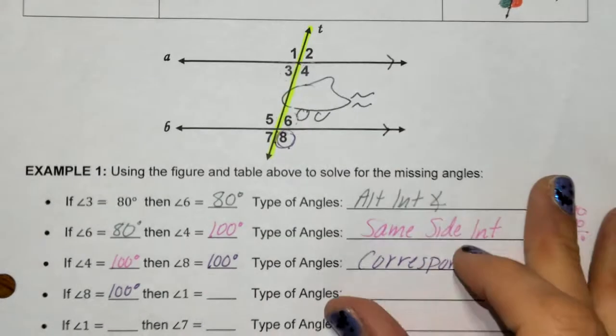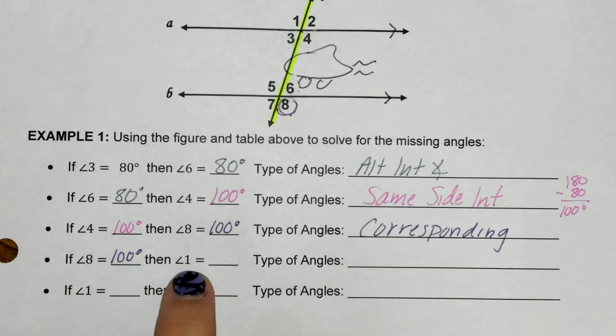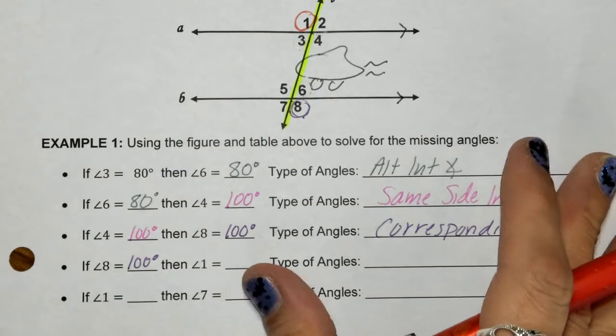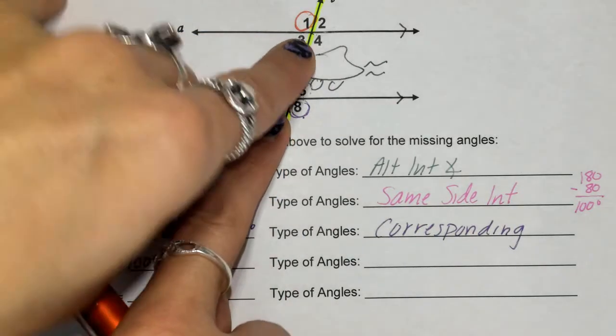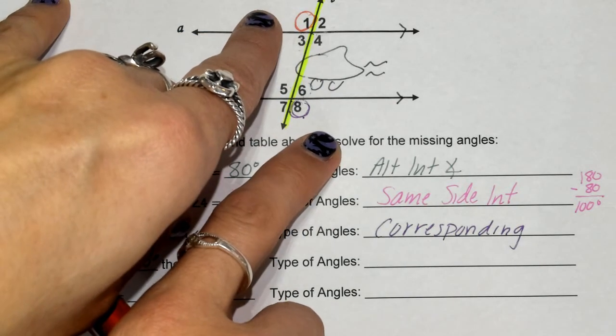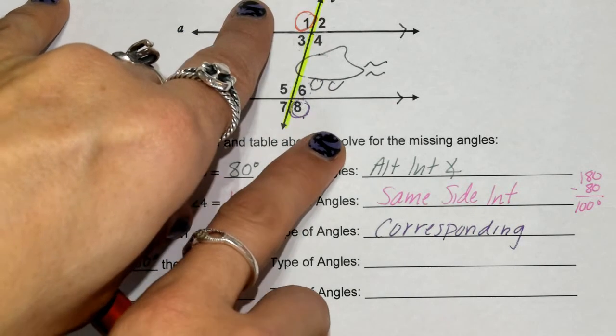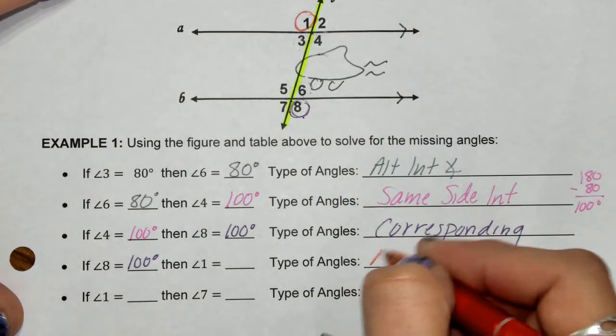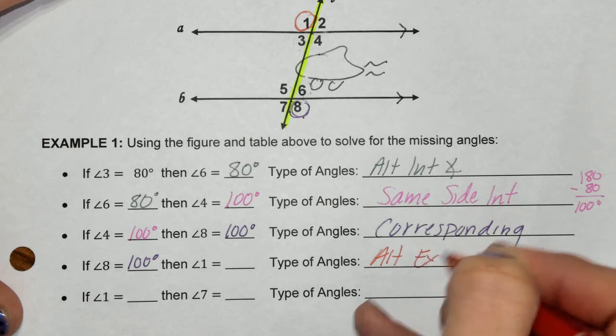And now we want to compare angle 8 to angle 1. So we're going to take angle 8 and angle 1 and check these out and see what's going on. Angle 8 and angle 1, I notice that they are on alternate sides of that transversal. One's to the left, one's to the right. I also see that they are exterior. So we're going to have alternate exterior angles.